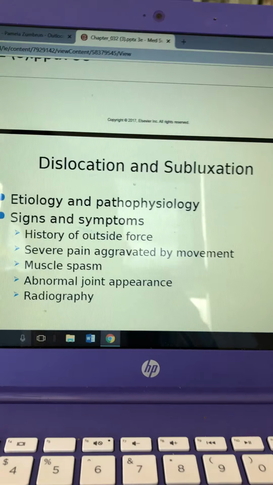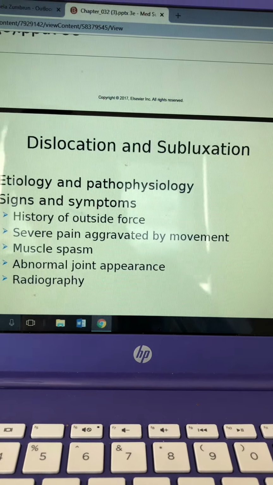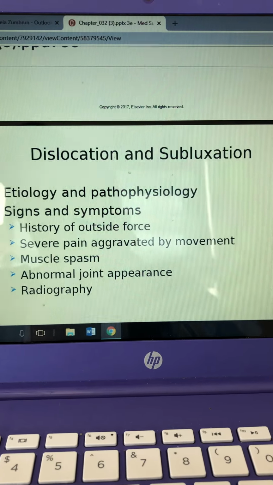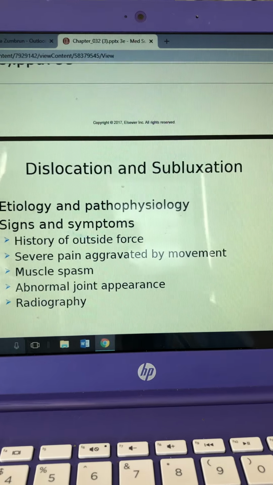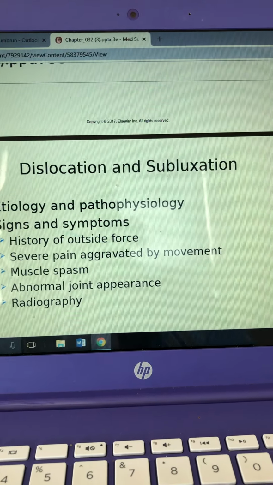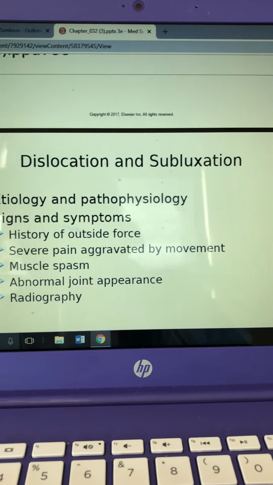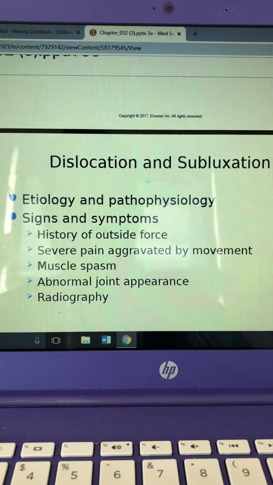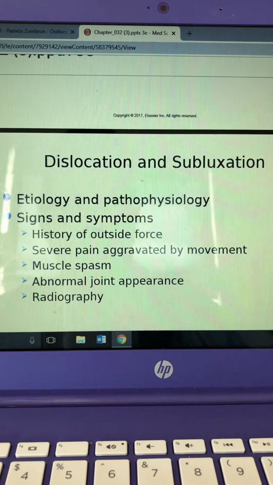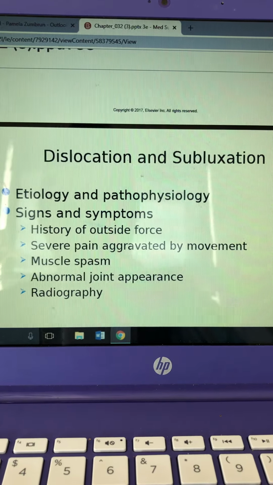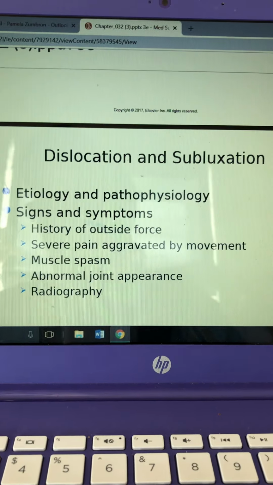All right, dislocation and subluxation. Dislocation is complete dislocation of a bone, and subluxation is partial dislocation from trauma. The most common sites are shoulders, knees, hips, ankles, and the temporomandibular joint. Usually there's an outside force injury, such as getting punched in the jaw, severe pain aggravated by movement, muscle spasms, abnormal joint appearance, and it is diagnosed with an X-ray.